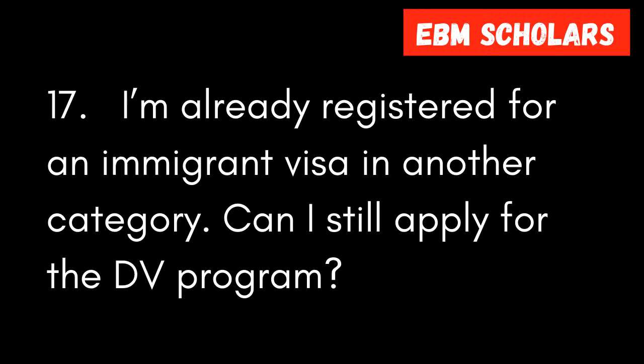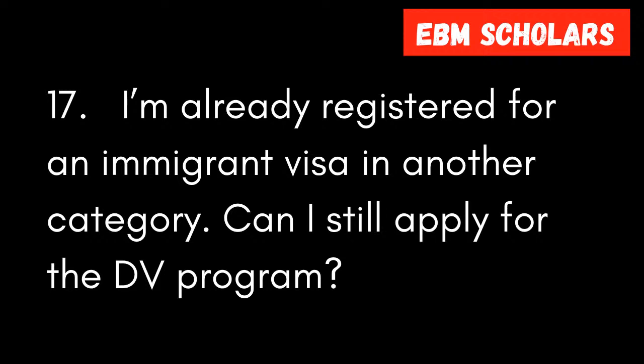Question number 17. I'm already registered for an immigrant visa in another category. Can I still apply for the diversity visa program? Here, what does it mean? For those who do not understand. For instance, you're in the United States already, or even if you're not here, a company is going to apply for your green card through employment. Or your brother is here in the US and is applying for you to get a green card. If I sponsor my sibling, my brother, my sister, it takes almost 8 to 10 years to get that green card because it's not the higher priority.